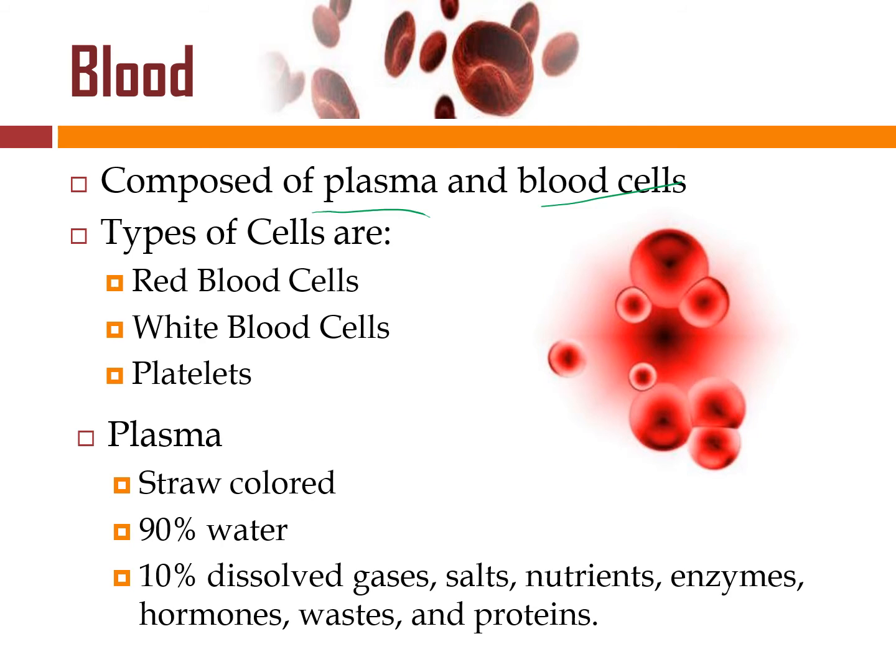Types of cells, we have 3 different types of cells: red blood cell, white blood cell, and platelets. All those 3 components are cells. Plasma has a straw color. 90% of plasma is water. 10% of plasma is dissolved gas, salts, nutrients, enzymes, hormones, wastes, and proteins. So blood is composed of cells and plasma.